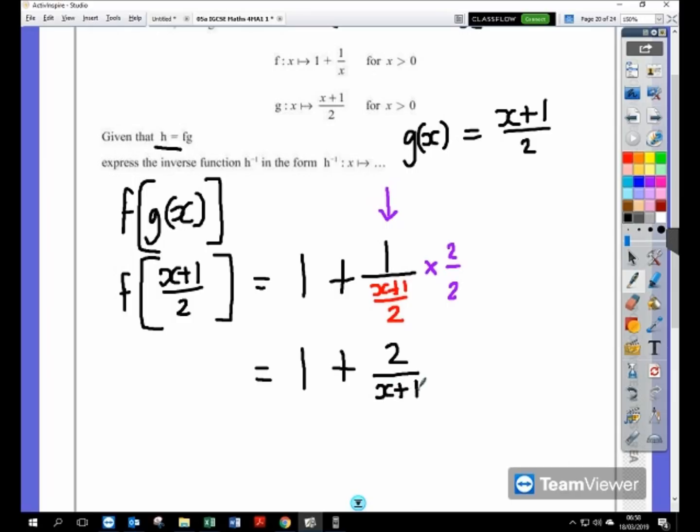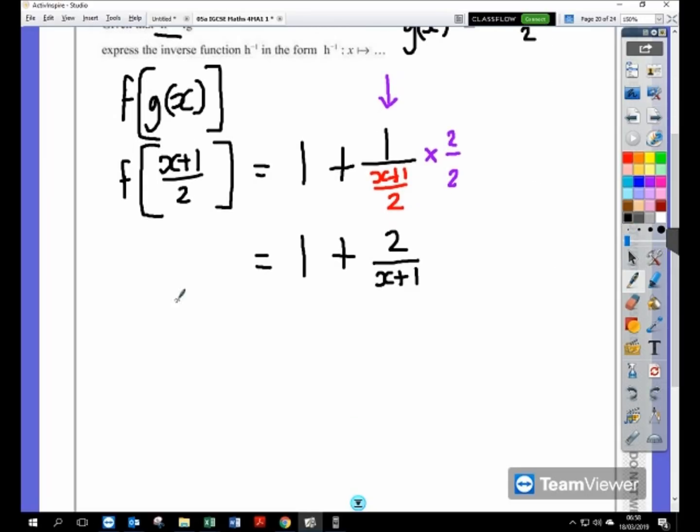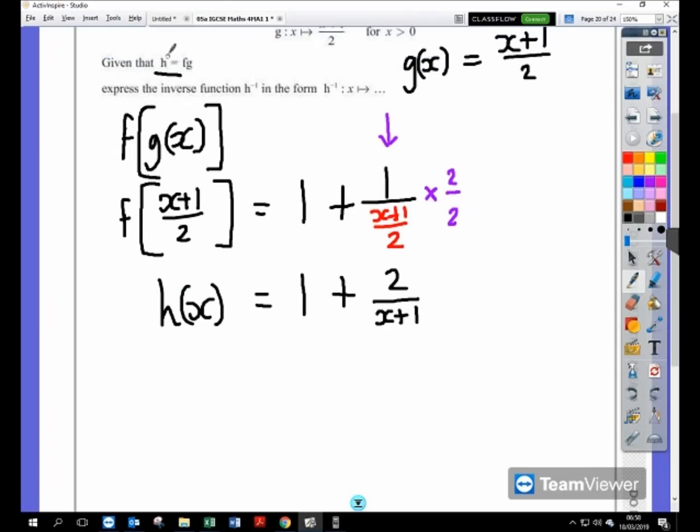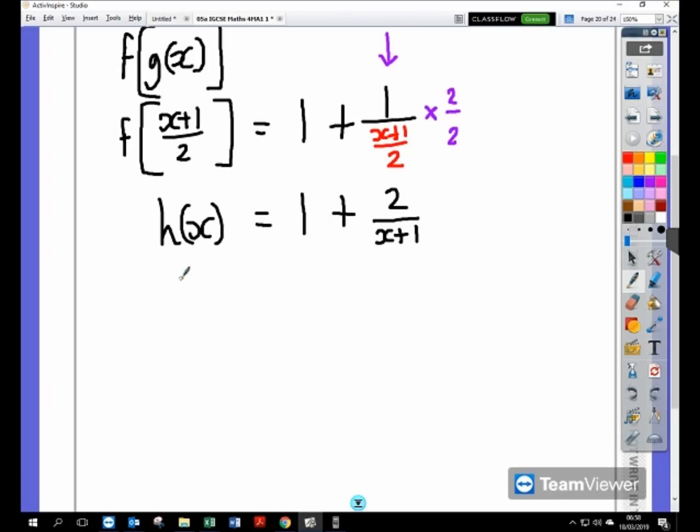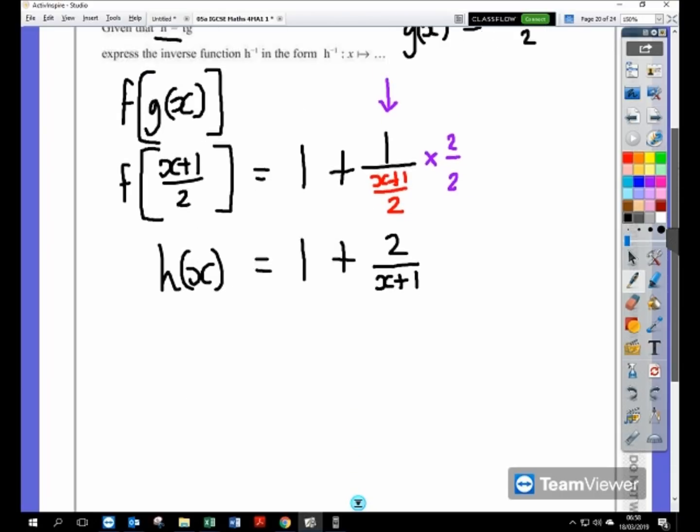Now, this is not so bad now. Okay, and you only need to do it to this fraction. And the reason that it's okay to do this is because multiplying by 2 over 2 is the same as multiplying by 1. And when you multiply something by 1, it has the same value. So we rewrite this as h of x, because that's what h of x is. Okay, fh is equal to fg, and now I've just worked out fg, so that's h.